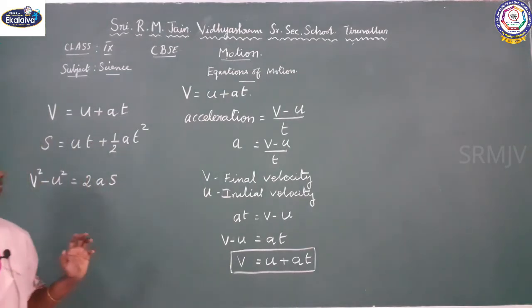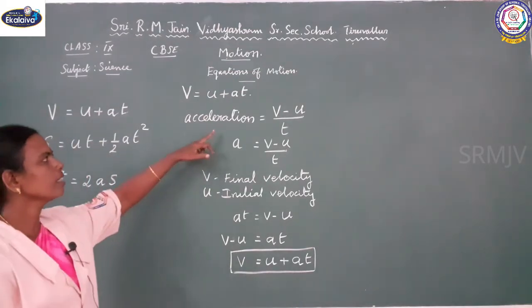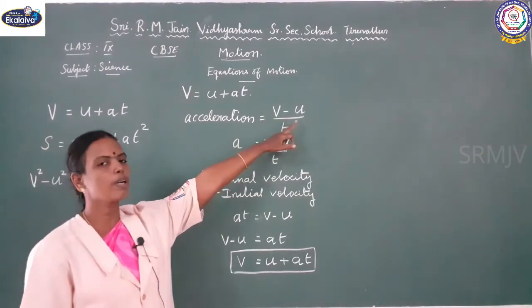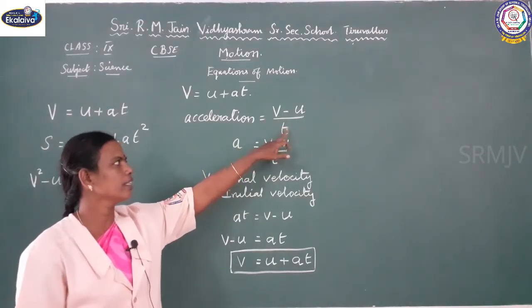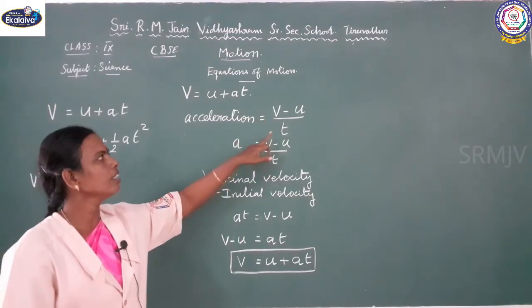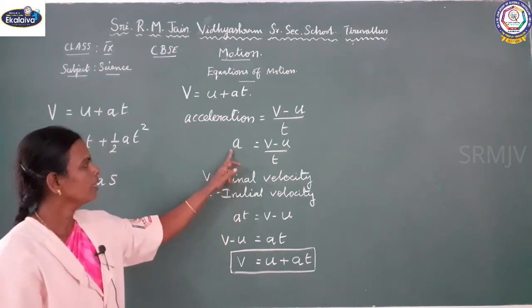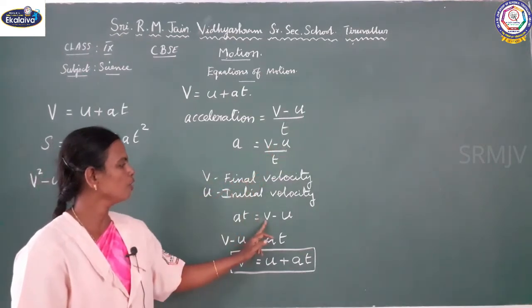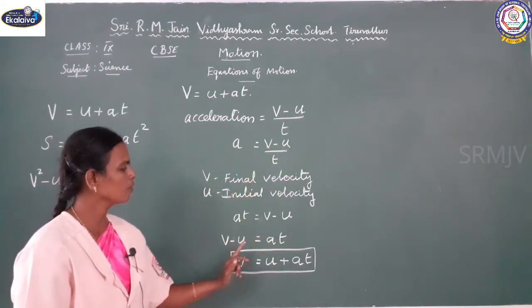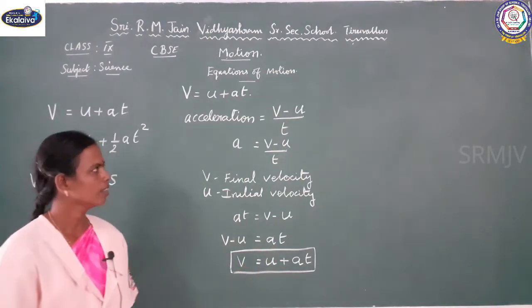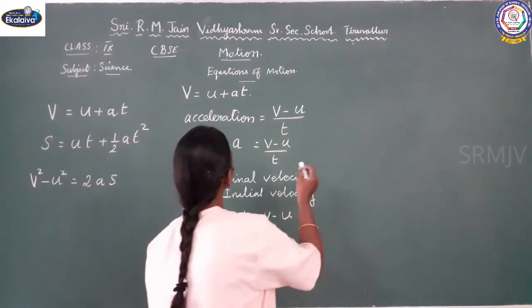Is it clear? Acceleration is nothing but rate of change of velocity: final velocity minus initial velocity by time. Final velocity v, initial velocity u, so a is v minus u by t. a into t is equal to v minus u. So v minus u is equal to at, v is equal to u plus at. Now let us move to the next equation.